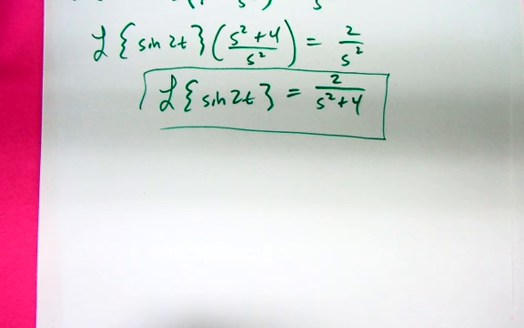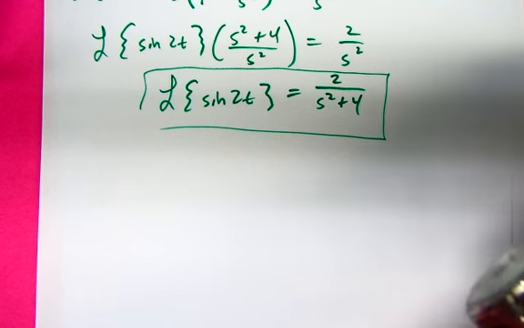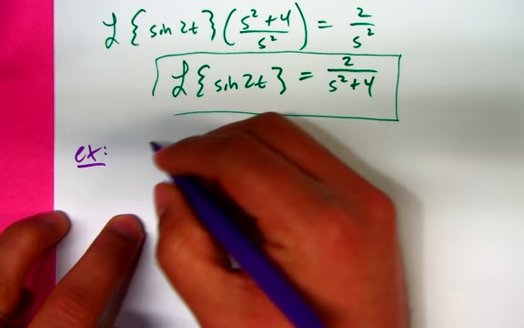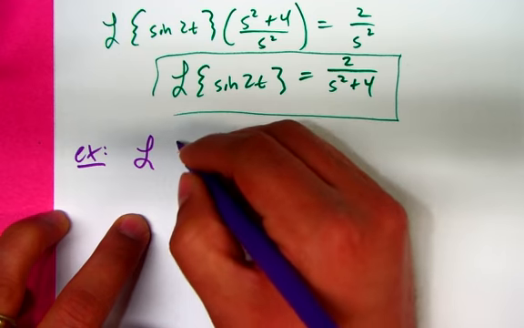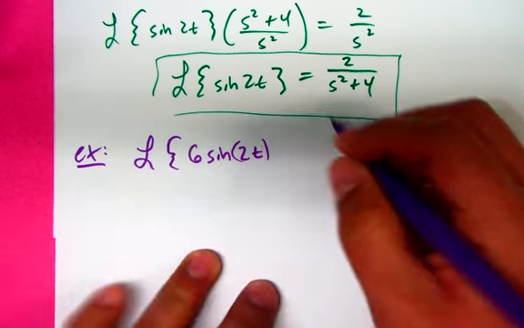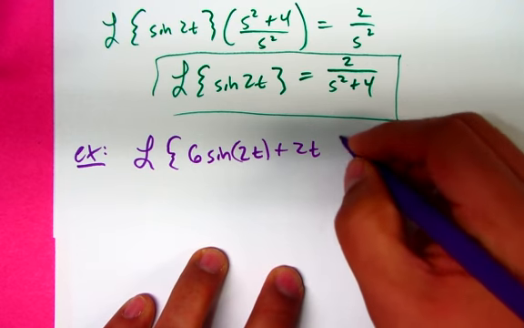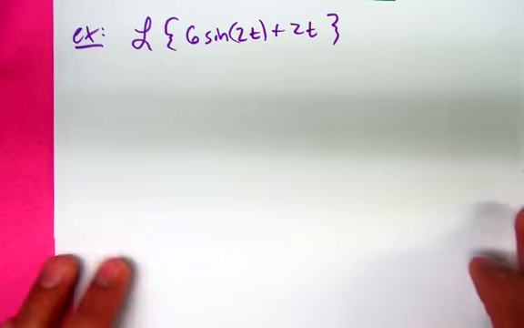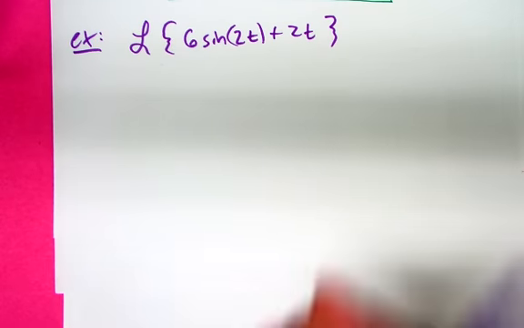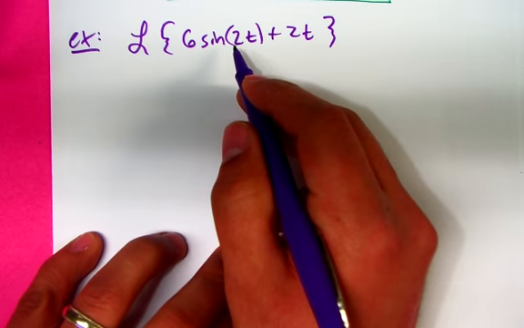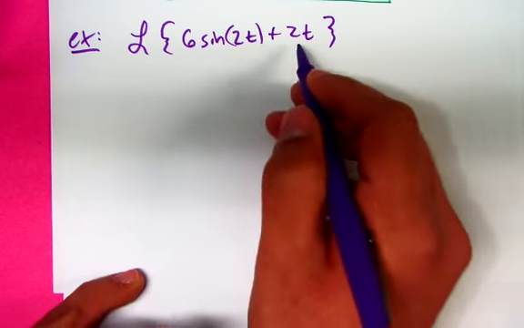Okay, another example. Let's say I want to do the Laplace transform of 6 sine 2t plus 2t using the definition. No, I'm just kidding. We're not going to use the definition anymore, because we already figured out the transform for sine of 2t just now. And we did 2t, I believe, today as well.